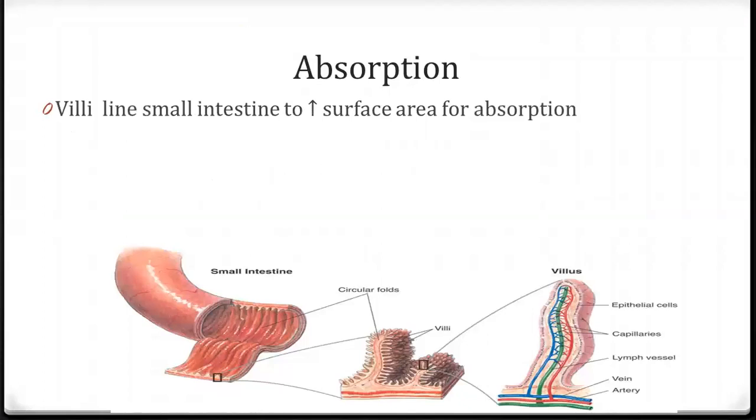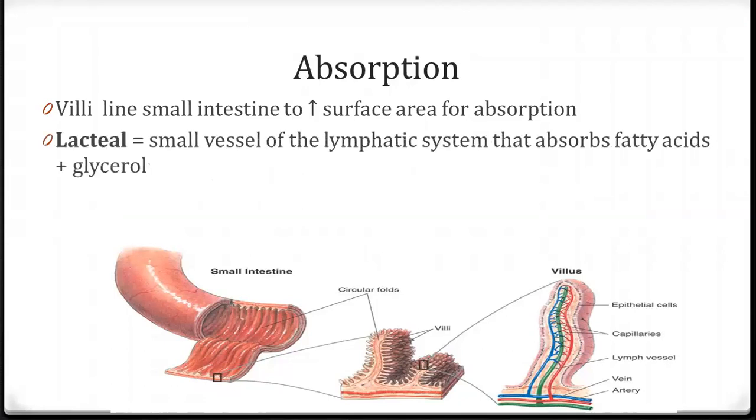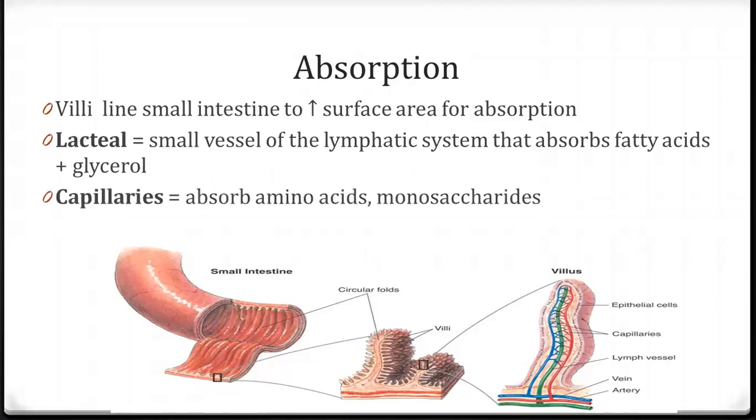Okay, so the villi line the small intestine to increase surface area for absorption. The lacteal is the small vessel of the lymphatic system that absorbs fatty acids and glycerol. Capillaries absorb amino acids and monosaccharides like glucose, and then transport them to the liver.